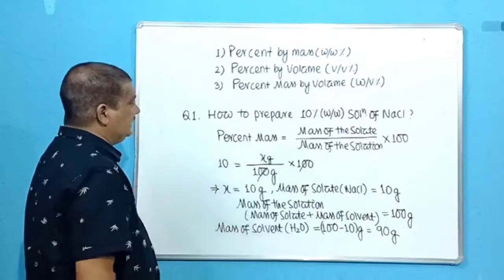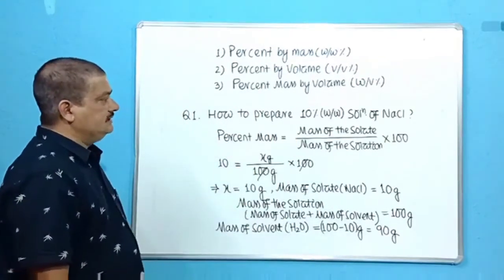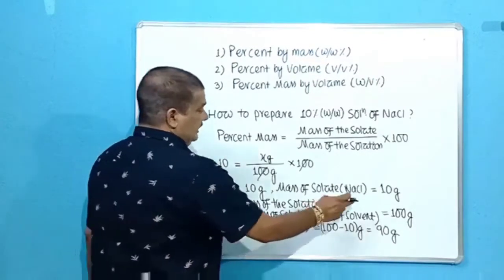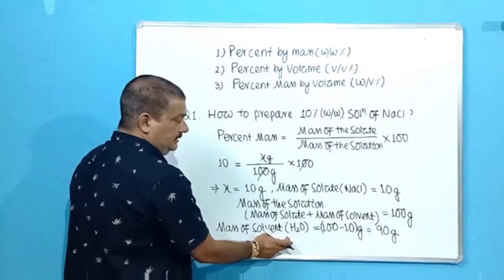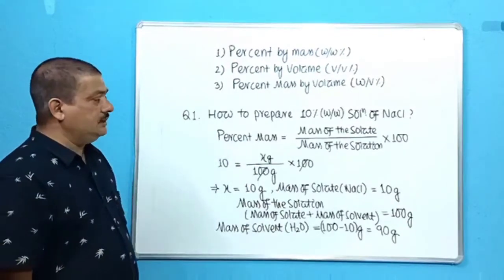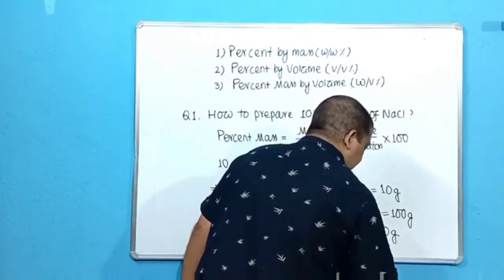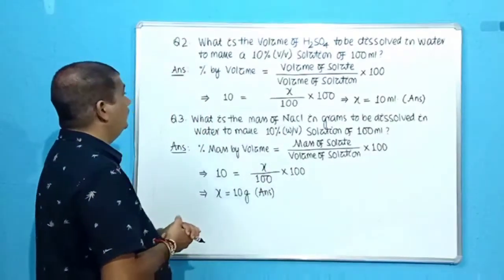Okay. So what is the question? Now how to prepare 10% W by W, that is mass by mass, solution of sodium chloride. Now we have to take 10 gram of sodium chloride and 90 gram of water, they make 10% mass by mass solution of sodium chloride. So this is the answer of question number 1. Then we will proceed to next questions. Okay. So next students, coming up to question number 2.